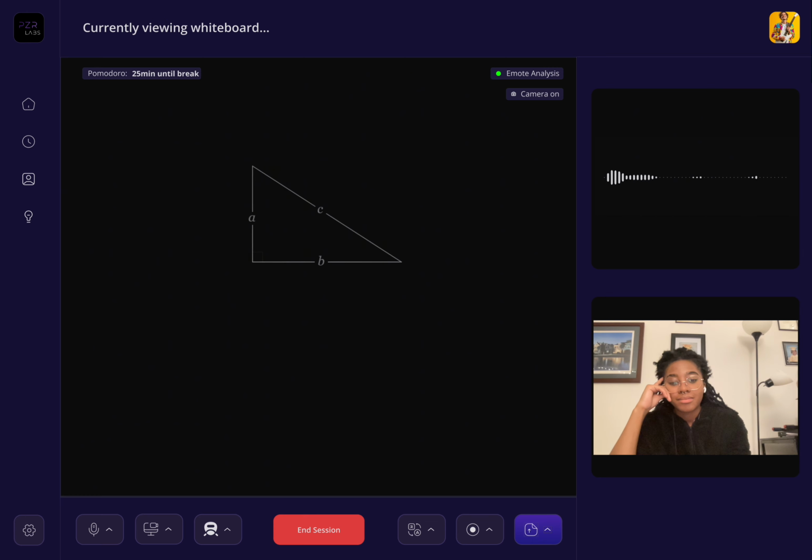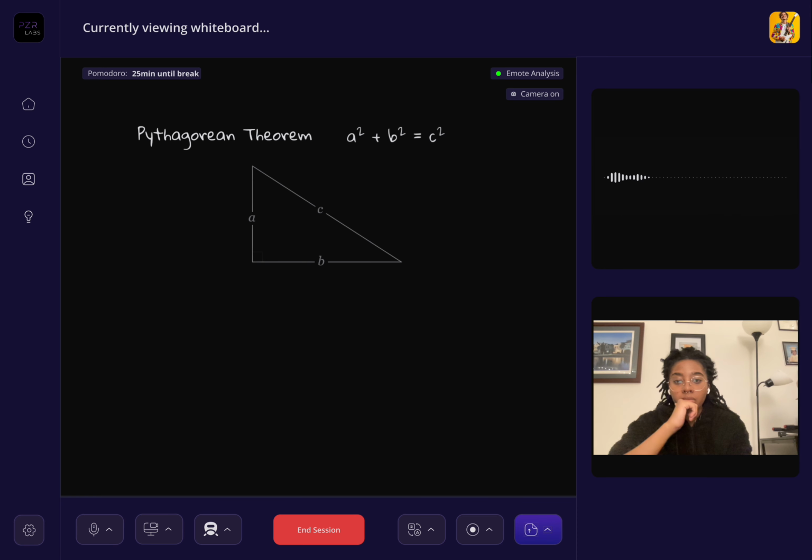You've seen this before, right? Yeah, it's 90 degrees, has a hypotenuse. Exactly. The Pythagorean Theorem is a rule that works only for right triangles. It tells us how the three sides of the triangle are related. Here's the rule: a squared plus b squared equals c squared.